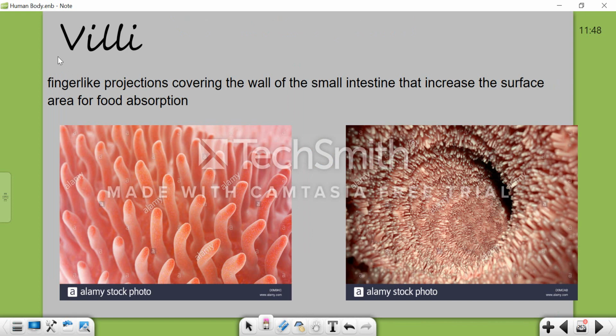Villi, these little guys are very important and they're often forgotten about. These are little finger-like projections that cover the wall of the small intestine. So as your food passes through, this increases the surface area of food to catch. So think of a crowd doing the wave. Everybody has their hands up, everybody's waving along. That's what these little villi are doing. And as they wave back and forth and food pushes through, they're able to capture more of the nutrients that are passing through the small intestine.